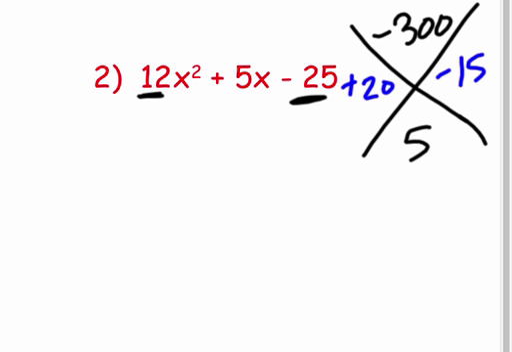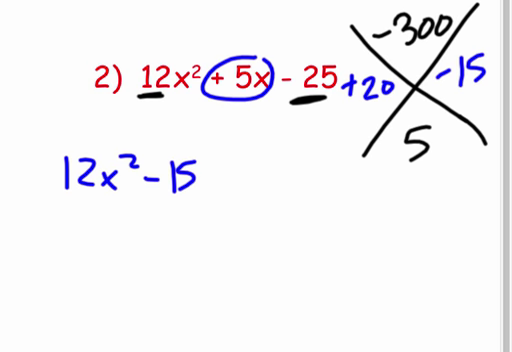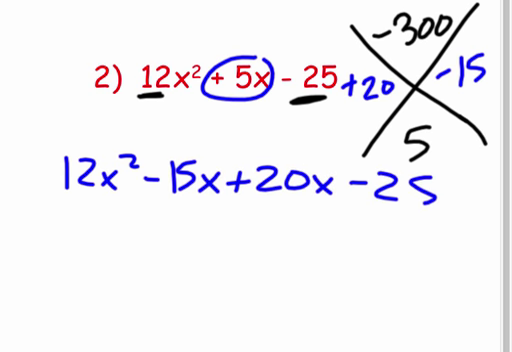And remember, when I do this method, I got to rewrite my quadratic with my two new factors. So I'm going to break up the middle term. So I rewrite 12x squared. And now instead, I'm going to put my negative first. I always like putting my minus first. Minus 15x plus 20x minus 25. Okay, now we go ahead and group. Anytime I got four terms, I group.